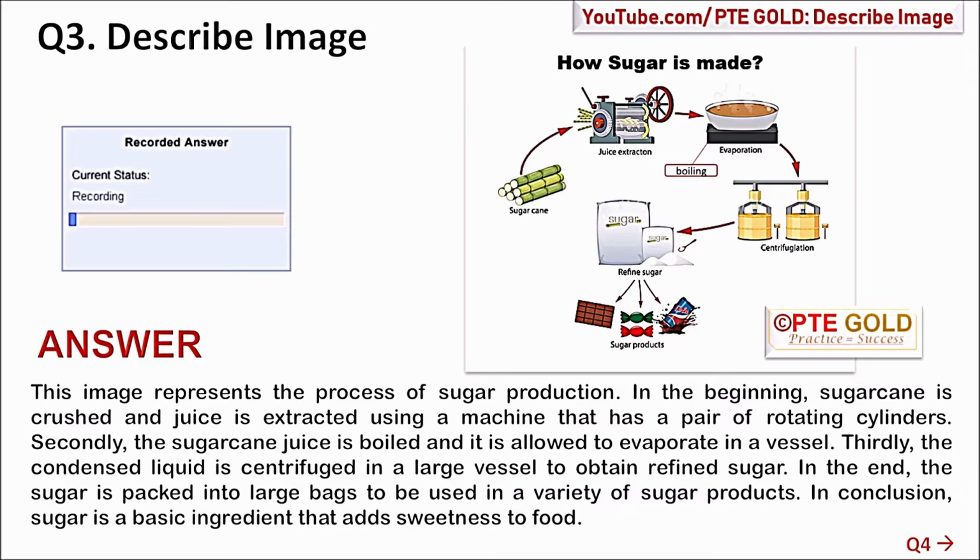This image represents the process of sugar production. In the beginning, sugarcane is crushed and juice is extracted using a machine that has a pair of rotating cylinders. Secondly, the sugarcane juice is boiled and it is allowed to evaporate in a vessel.